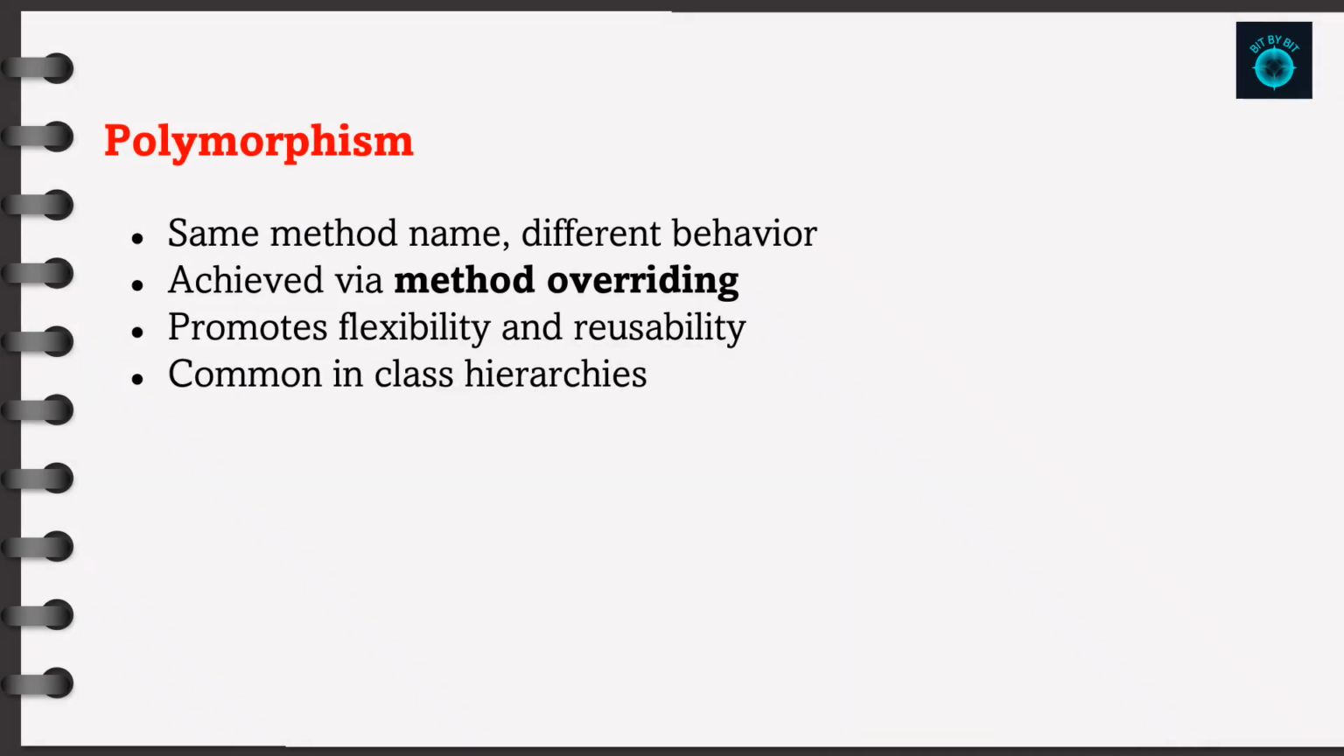Polymorphism. Polymorphism in Python means that a single method name can behave differently depending on the object that calls it. This is often used in class hierarchies where different subclasses override the same method from a base class. It allows us to write code that works with objects of different types, yet behaves correctly for each type. This improves flexibility and reusability of the code. Let's look at a simple example using animals that speak differently.